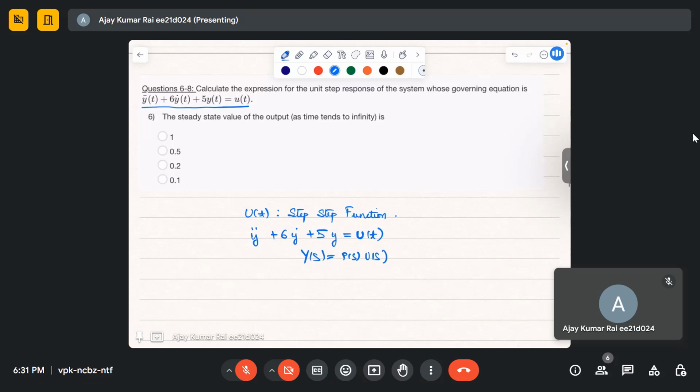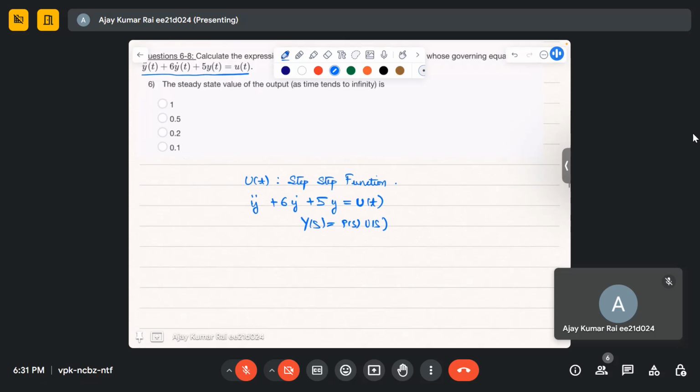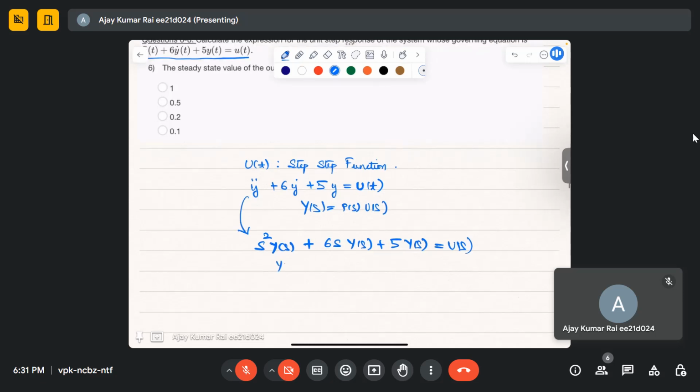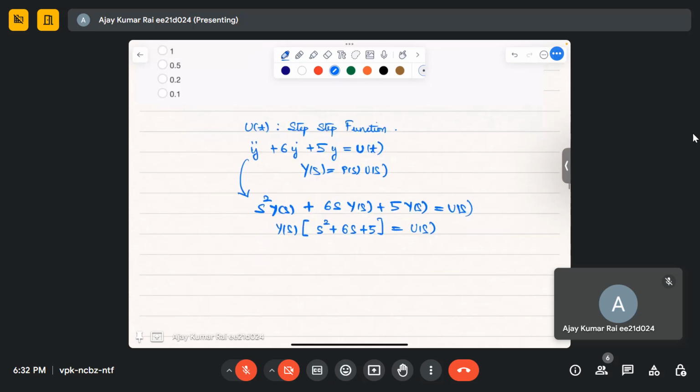I hope you have found the Laplace transform. So let me do it. Taking Laplace transform, s square y of s plus 6s y of s plus 5 y of s equal to u of s. Let me take y of s common. s square plus 6s plus 5 times y of s equal to u of s. So y of s is equal to u of s over s square plus 6s plus 5.